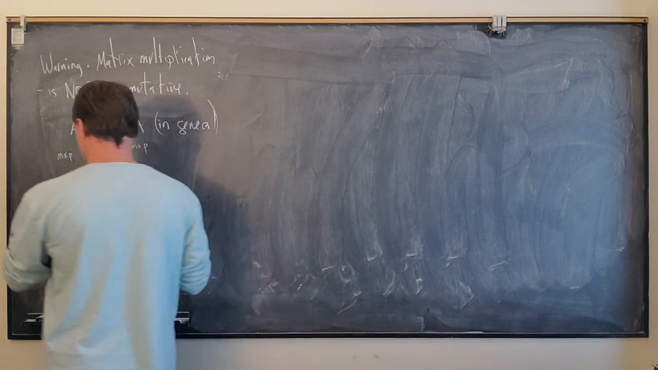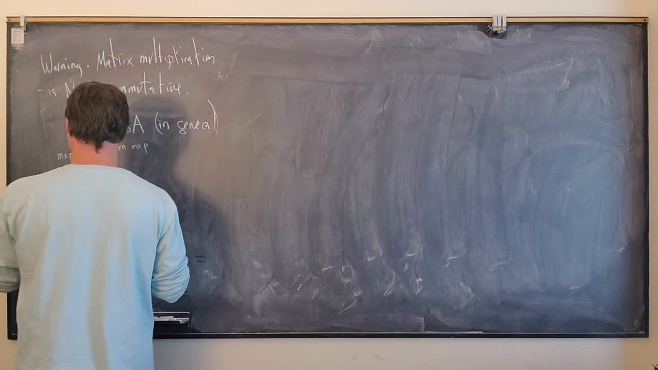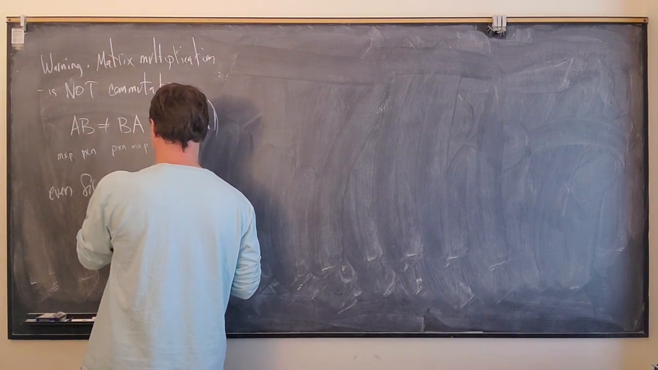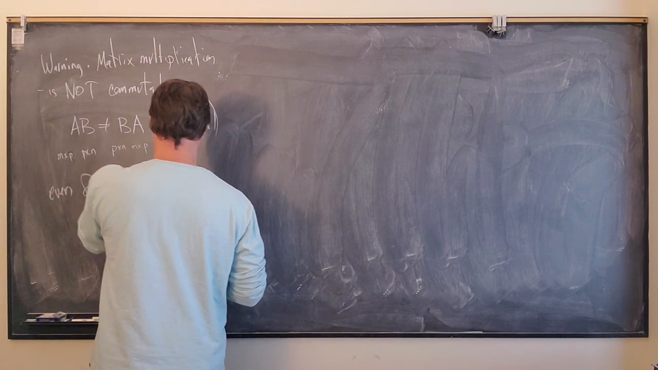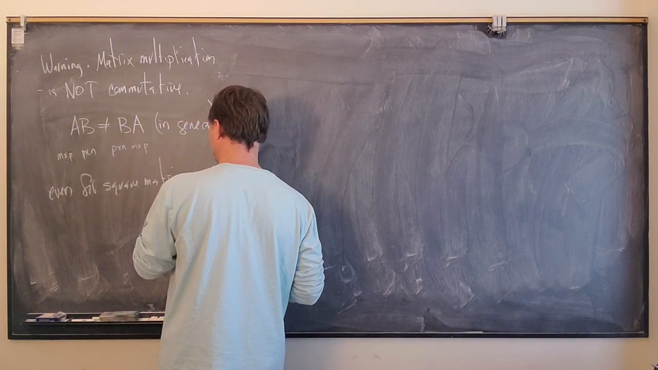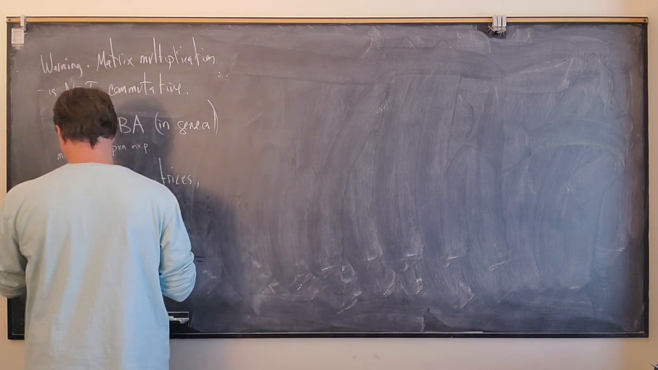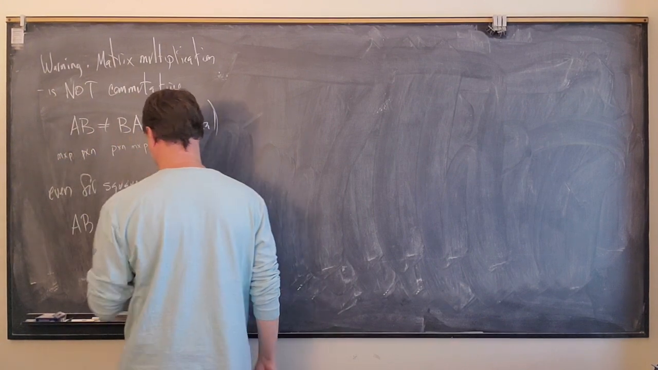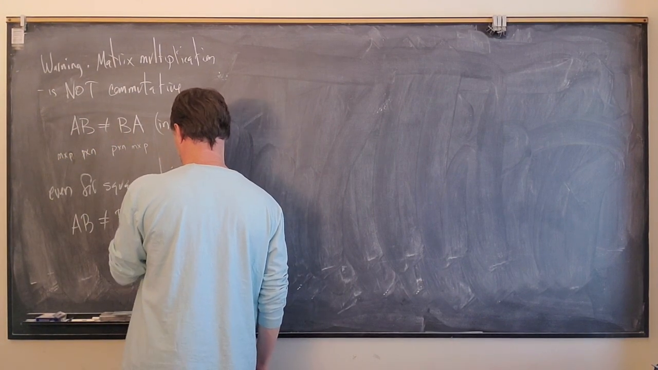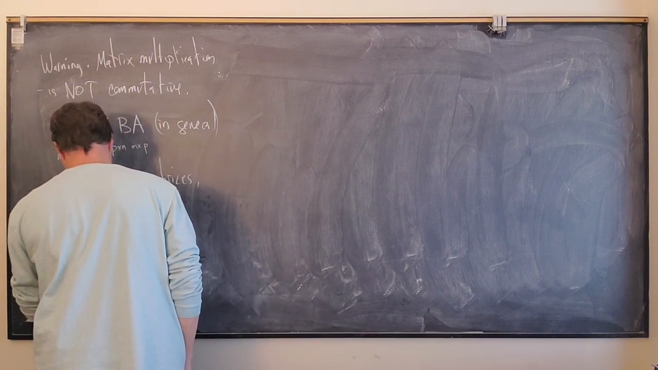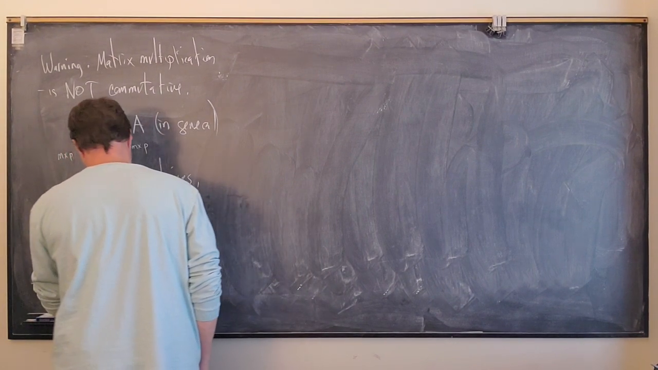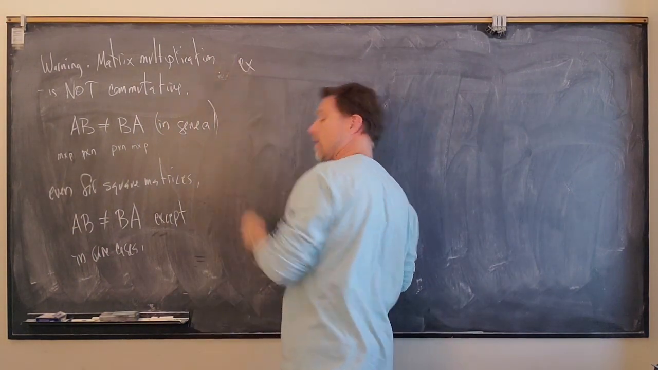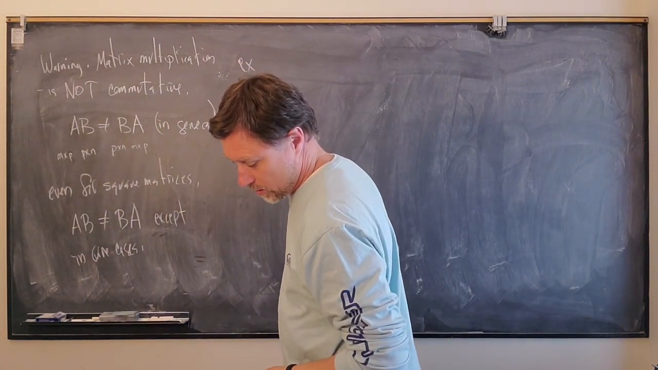Even for square matrices, AB is not equal to BA, except in rare cases. I mean, it does hold sometimes. But let's just look at an example here. So, here's my matrices.